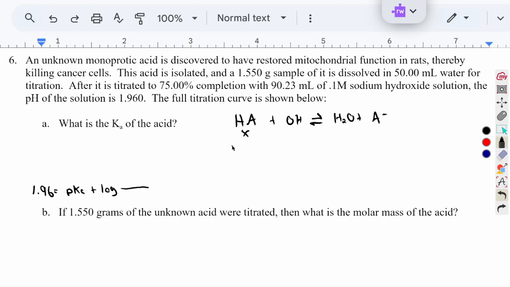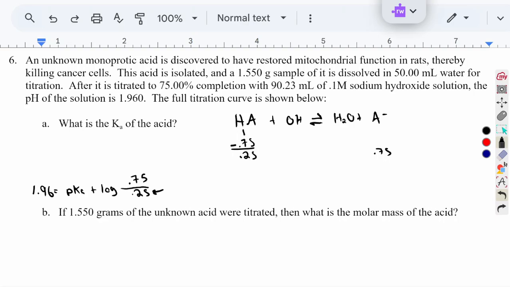So if 75%, let's make our lives easy and just say we started with 1. So minus 0.75, I'm left over here with 0.25, and I've created 0.75. I'm not putting numbers because this is the percentages of whatever we started with. So the ratio will be 0.75 over 0.25. And this is the thing that people will get backward or get wrong. If it's 75% completed, that's how much A minus we have.